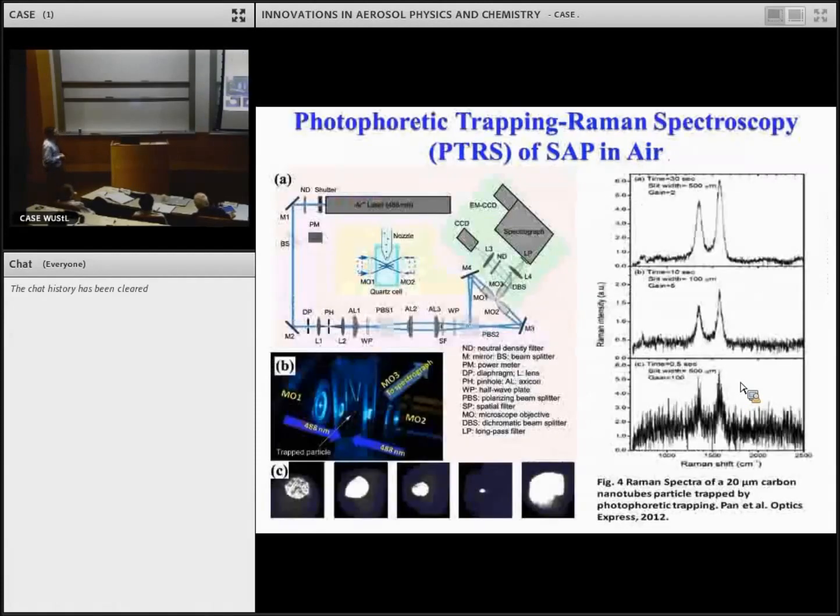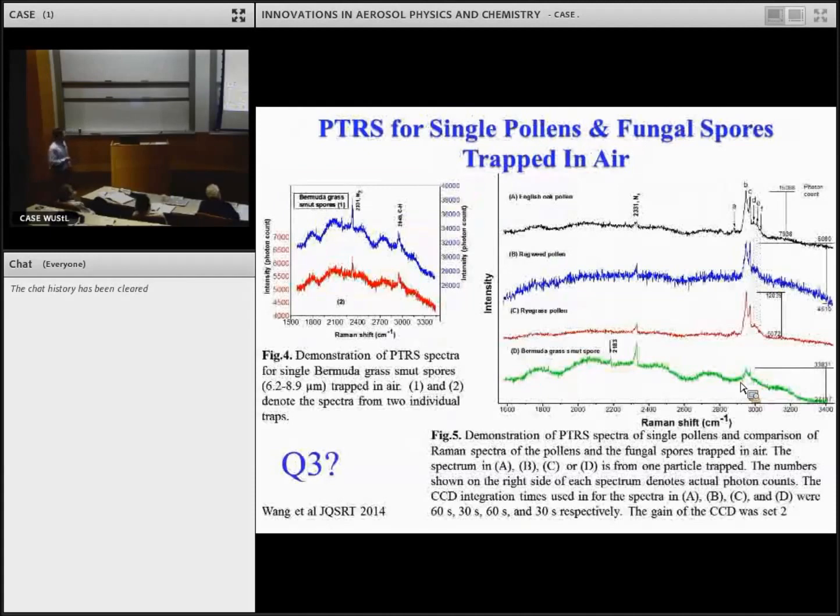The first Raman spectroscopy of a single absorbing particle trapped in air was reported in 2012. This trapping device used a counter-propagating beam. These are Raman spectra of single carbon black particles trapped in air under different experimental conditions, as Raman shifts. Last year, using the same trapping device, we obtained Raman spectra of trapped particles in air. This is the Raman spectra of two individually trapped Bermuda grass particles in air. They have a very identical Raman structure, but these are two different individual particles.